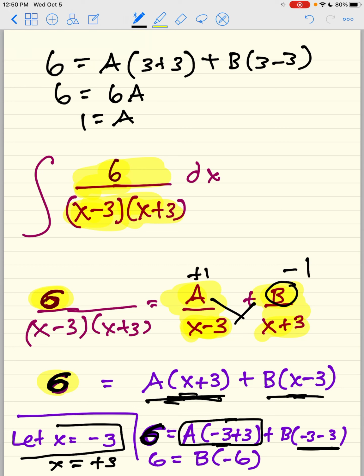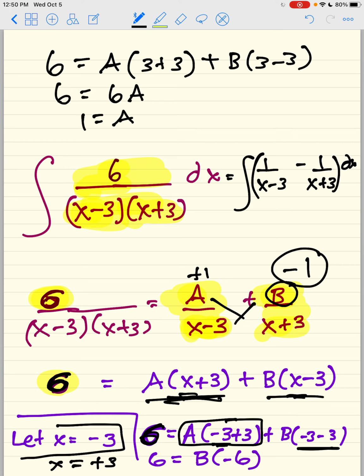One of the biggest mistakes that students make is that they think they're done when they're done solving for A and B. You have not integrated yet. So this is equal to 1 over x minus 3, and then this is a minus 1. So minus 1 over x plus 3 dx.